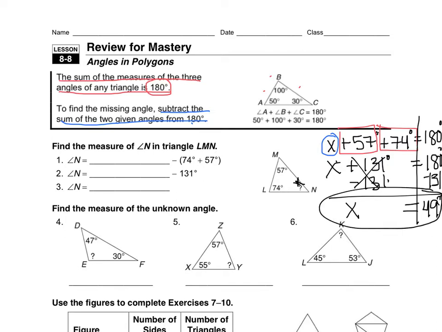What you could have done, instead of setting up the equation, which go for it if that makes sense, is to go ahead and add 57 plus 74 and then subtract it from 180. I like the equation because it makes it very clear what I need to do. If I follow my rules of solving equations, it shows me, well, hey, I got to combine my like terms first to get to 131, and then I'm going to subtract 131 from 180. It just takes the guesswork out of it.